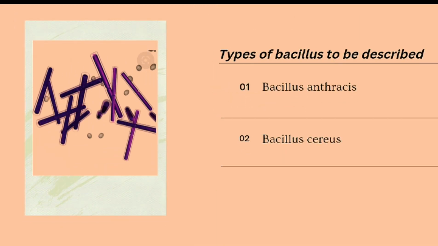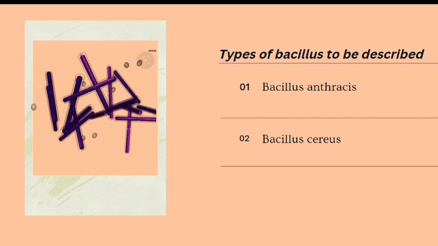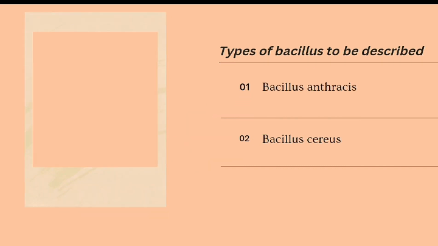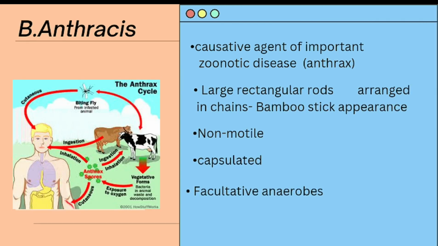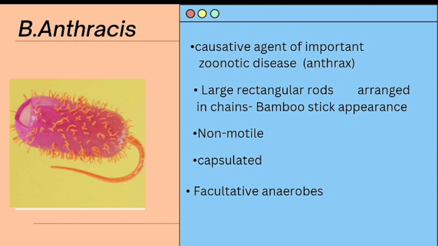So here we will discuss two types of the Bacillus. Number one, Bacillus anthracis, and the second one is Bacillus cereus. Now, the Bacillus anthracis. They are the causative agent of an important zoonotic disease, anthrax. They are large rectangular rods arranged in chains, with a bamboo stick appearance. They are non-motile, capsulated, and facultative anaerobes.